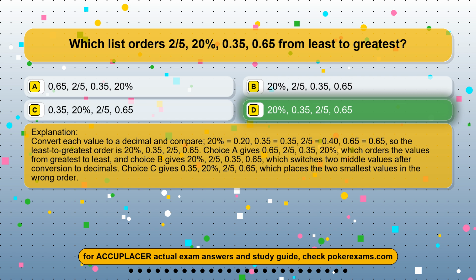Choice A gives 0.65, 2/5, 0.35, 20%, which orders the values from greatest to least, and choice B gives 20%, 2/5, 0.35, 0.65, which switches two middle values after conversion to decimals. Choice C gives 0.35, 20%, 2/5, 0.65, which places the two smallest values in the wrong order.